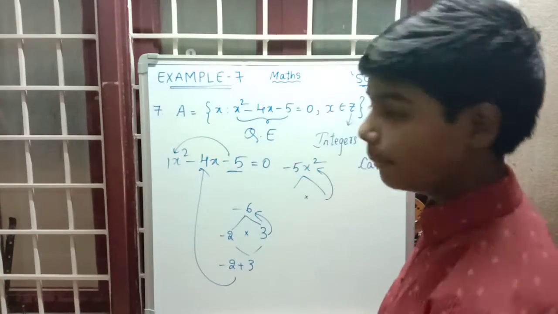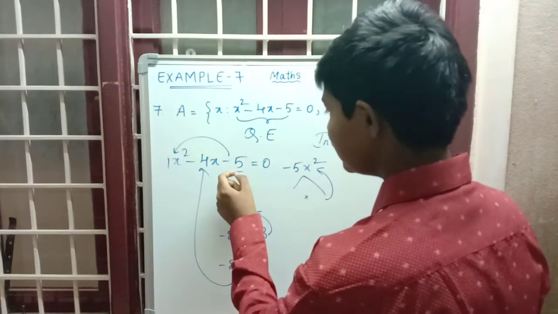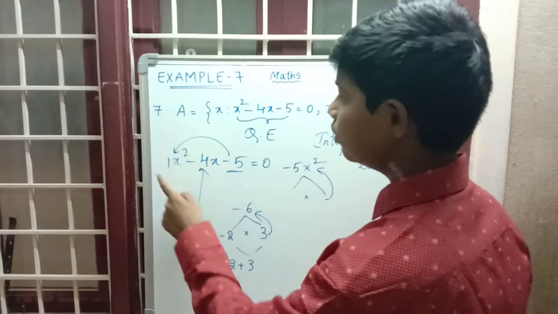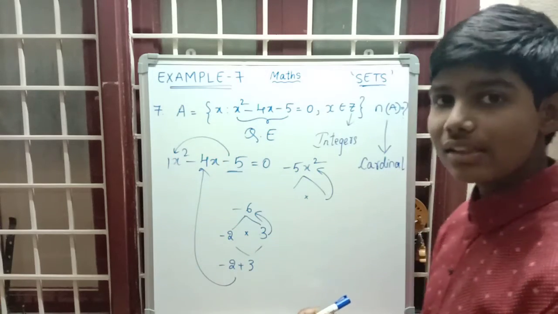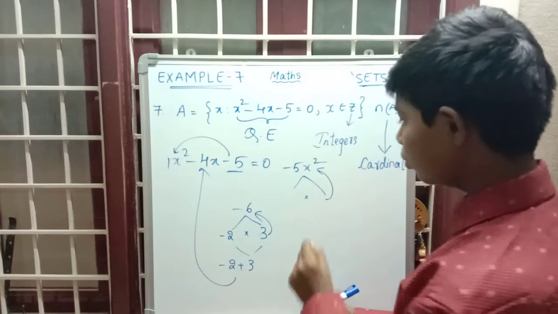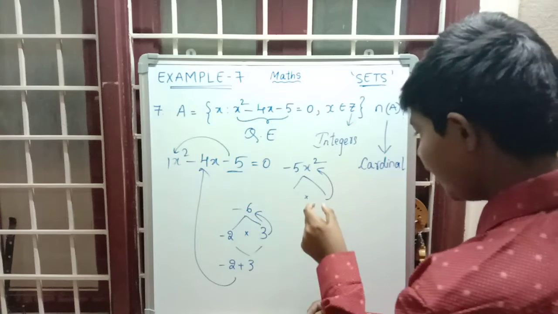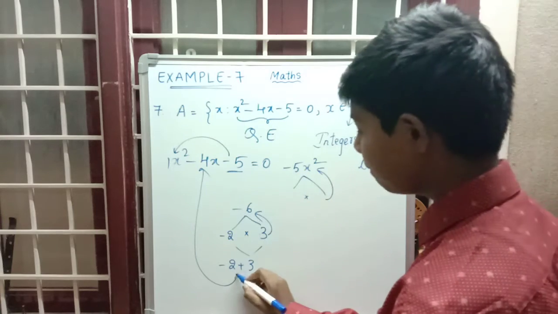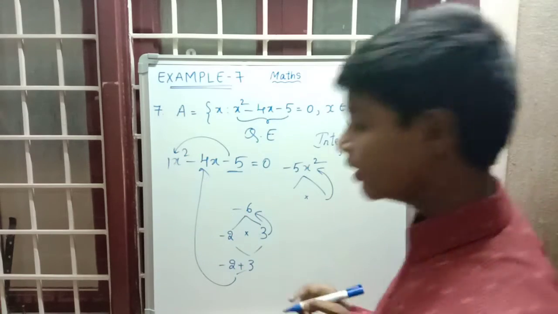This is the second step of solving quadratic equations. See here, the first step is constant into the first term of the quadratic equation. Okay, the second step is such that we take two numbers. If we multiply the two numbers, we should get this above answer. If we add or subtract the two numbers, we should get this middle answer. Yes.